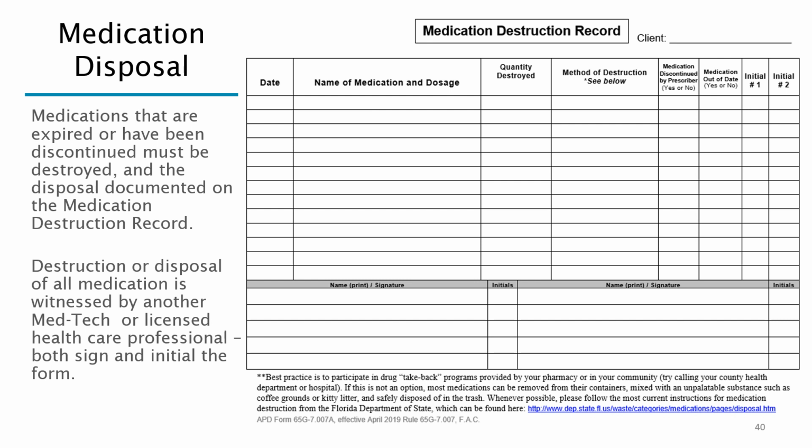Destruction of medication. If you have expired medication or medication that has been discontinued, you can't just throw it in the trash. It does need to be recorded and also disposed of correctly. So you're going to record your date, the name of the medication, your dosage, how many are to be destroyed, how you are going to destroy them, and we'll look at that in a minute. Was it discontinued by the prescriber? Was it expired or out of date? And then two initials here.